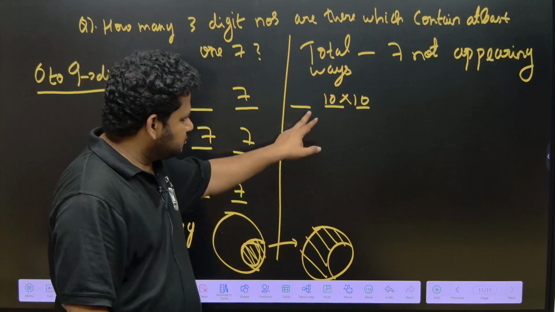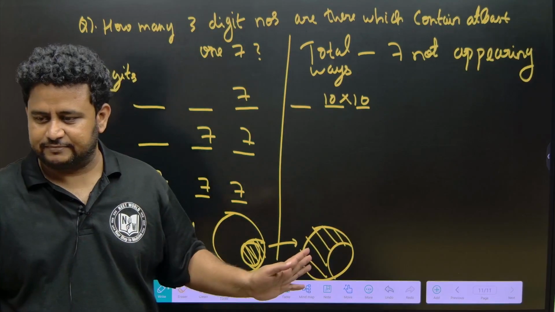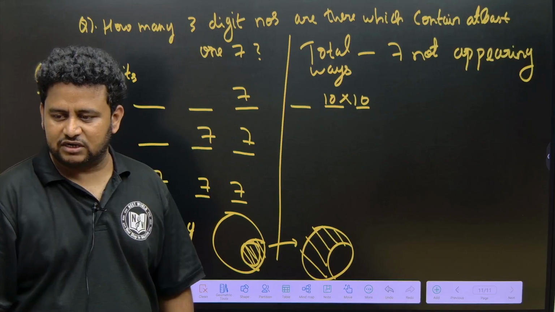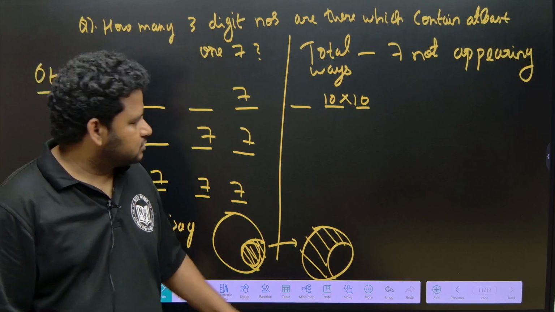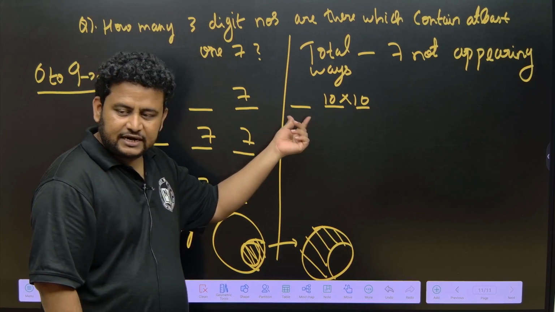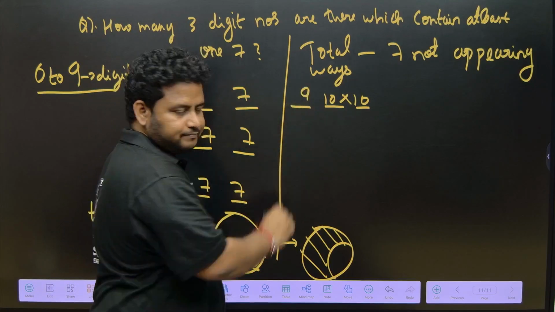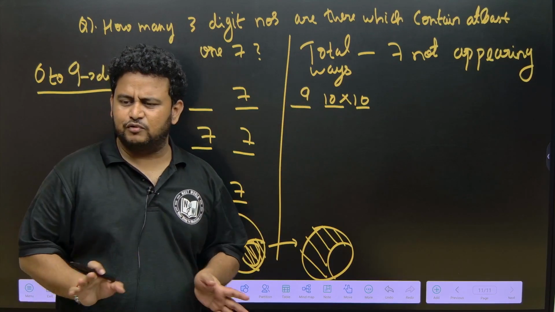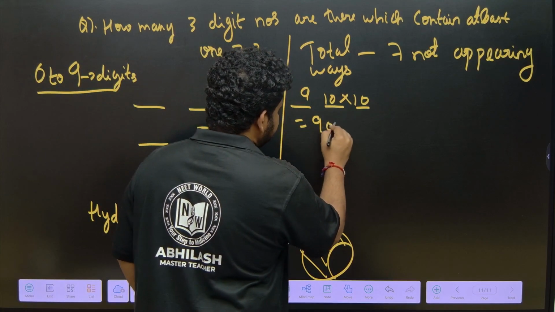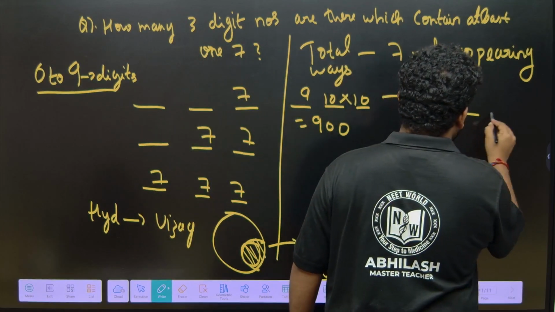But here it is total ways, so you can write anything, without repetition, that doesn't matter. Total ways means you don't have to worry. Next, here I cannot write 10 because I cannot write 0, so here it is 9. Understood? When you are writing total ways, don't worry about repetition. So total ways is 9 into 10 into 10, 900. Minus, here 7 should not appear.